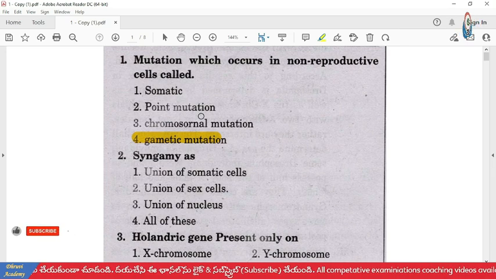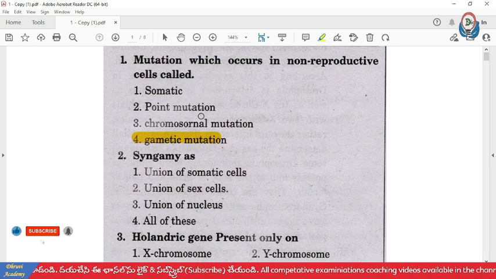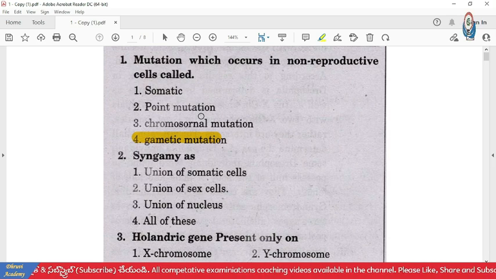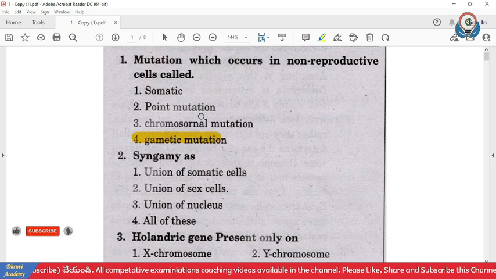Next, a chromosomal mutation is when unpredicted changes occur in the chromosome. It's called a chromosomal mutation.